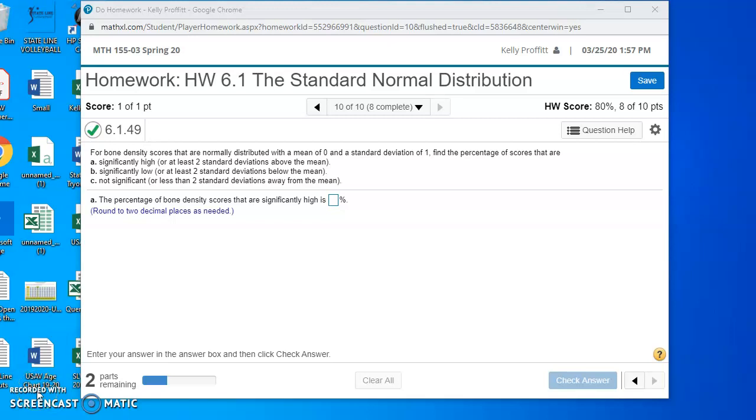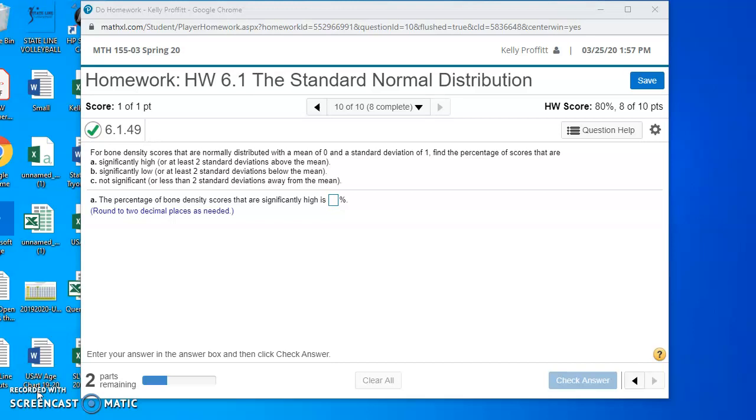Hey, you guys, I had a question about problem number 10 on section 6.1. So I wanted to go through this question with you to help you with this one. This one says, for bone density scores that are normally distributed with a mean of 0 and a standard deviation of 1, find the percentage of scores that are, and then it gives you 3 parts to fill out.